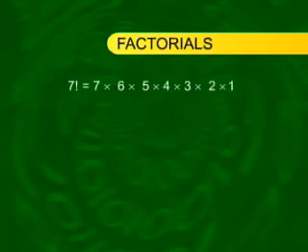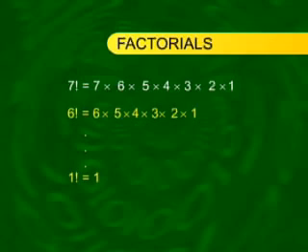You already know factorials. 7 factorial is 7 into 6 into 5 into 4 into 3 into 2 into 1. Similarly, you can define 6 factorial, 5 factorial, and so on. 1 factorial will obviously be equal to 1, and also we define 0 factorial as 1. Similarly, you can think of all the higher factorials for integers which are greater than 7.